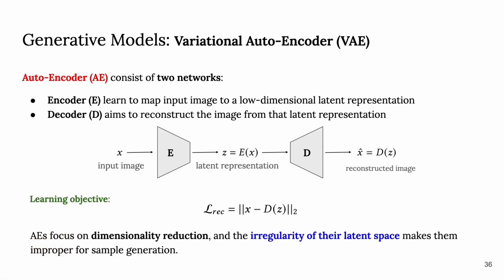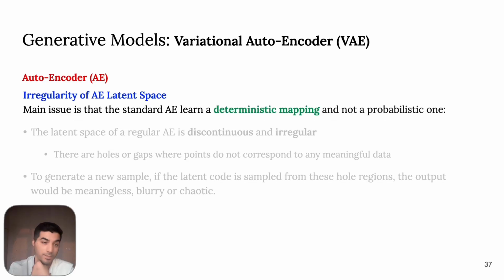Autoencoders usually focus on dimensionality reduction, meaning that usually after training an autoencoder, we discard D and keep E as a dimensionality reduction network and use its output for different tasks like classification. But one drawback of autoencoder is that its latent space is irregular, and because of that, we can't use it for sample generation. For more details, the irregularity of autoencoder's latent space is the direct result of learning a deterministic mapping instead of learning a probabilistic one.